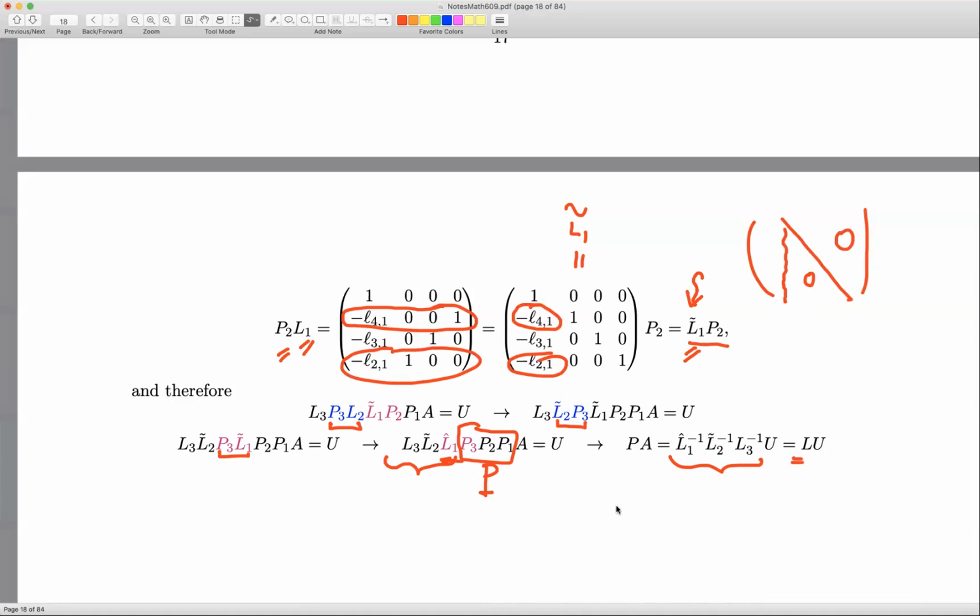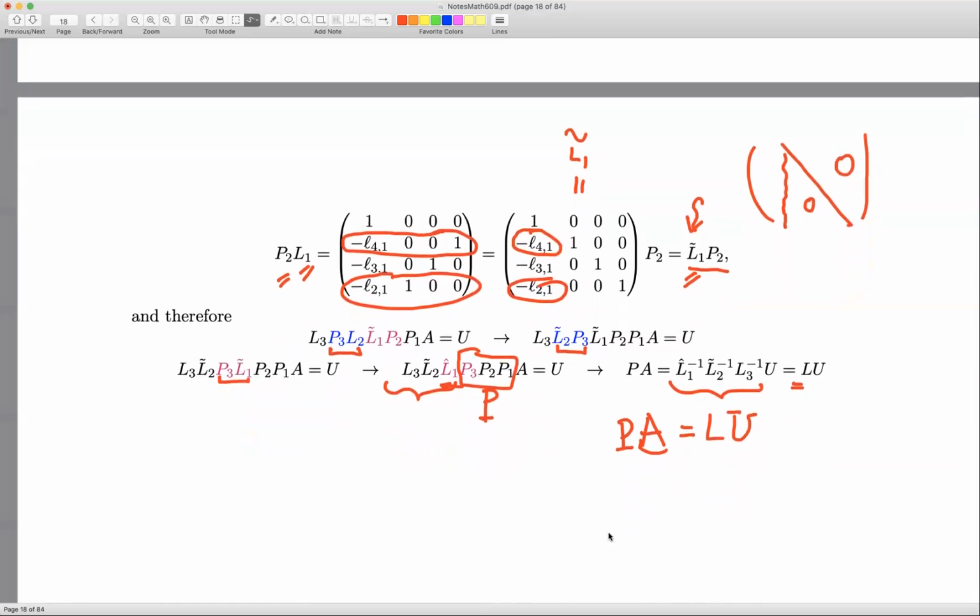And therefore, we just illustrated that if we have matrix A, then for every matrix A there is a permutation matrix P such that PA is equal to L times U, where L is a lower triangular matrix and U is an upper triangular matrix.